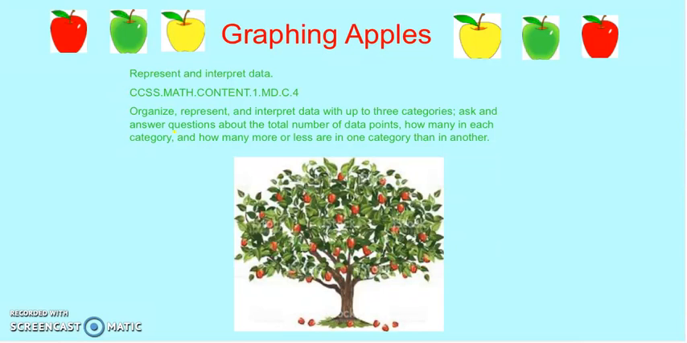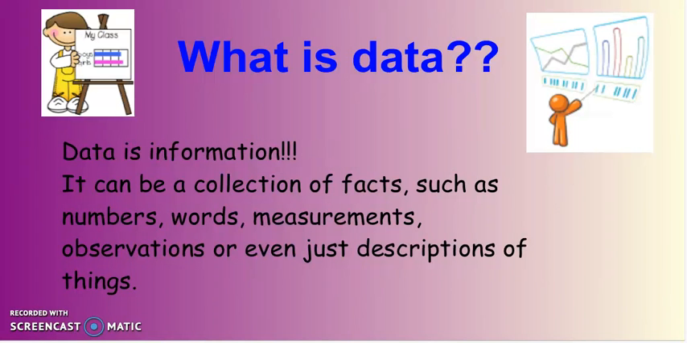First, let's answer the question, what is data? Data is information. It can be a collection of facts, such as numbers, words, measurements, observations, or even just a description of things. In this case, we're talking about organizing the different types of apples we collected from the farm. The data we are discussing in this video is the 3 different types of apples.